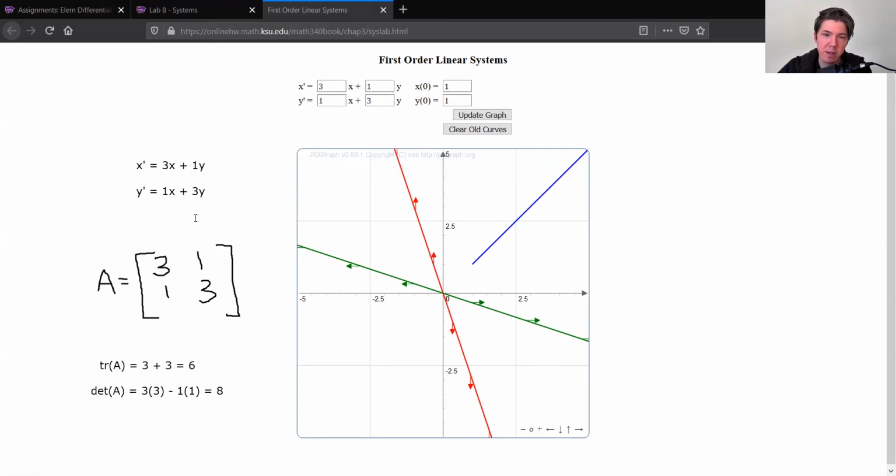So the first thing is to make sure you're getting the right behavior to find what the coefficient should be. Then the next thing you'd want to do for each of these is, as I mentioned, compute the trace and the determinant.